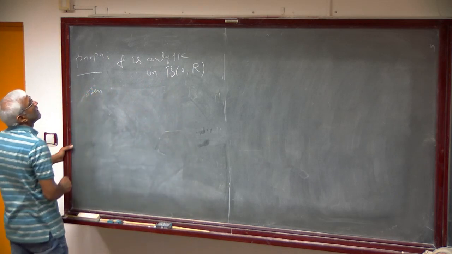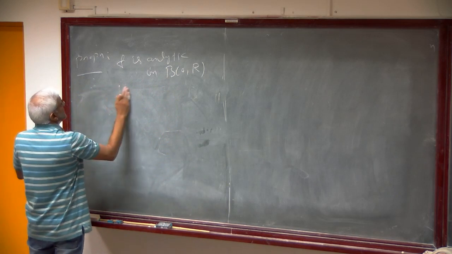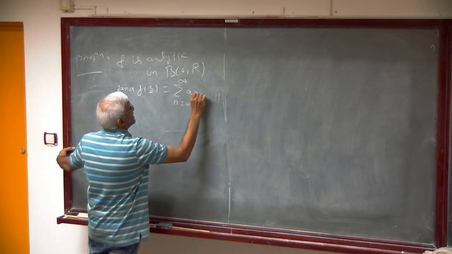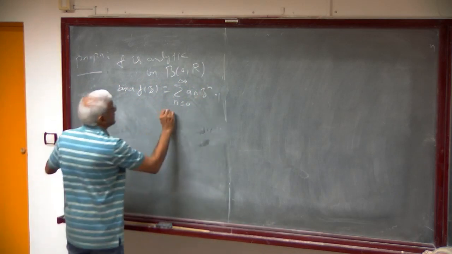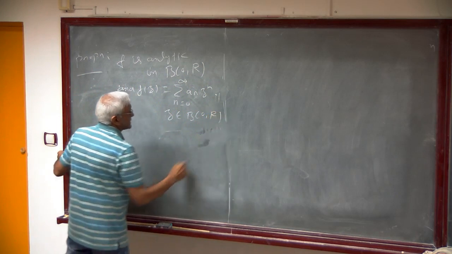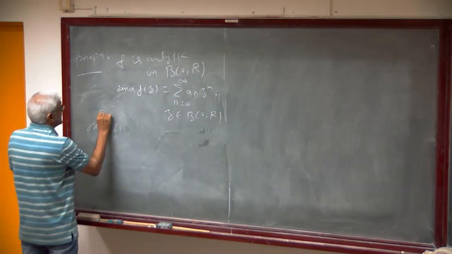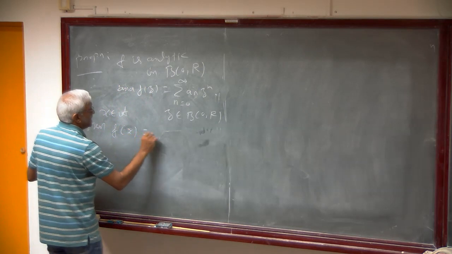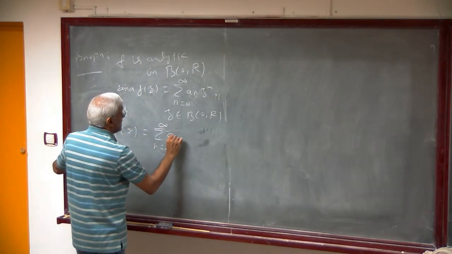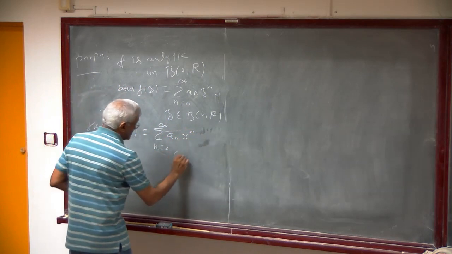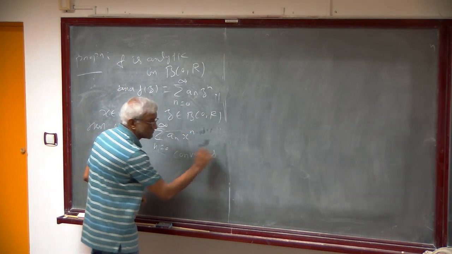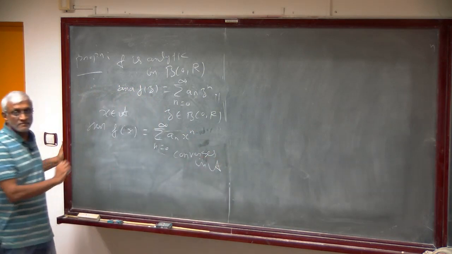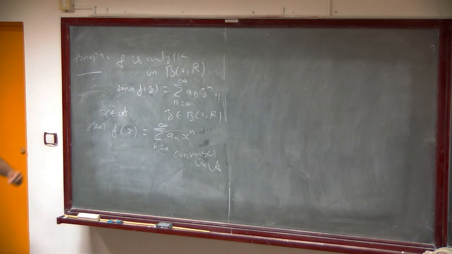Then, if f of z equals the summation n equal to 0 to infinity a_n z to the power n for z in B0R, then for x in A, see here this z is a complex number, x is in A, f of x equals the summation n equal to 0 to infinity a_n x to the power n converges. So this makes sense. This converges in A, of course. That is just direct.